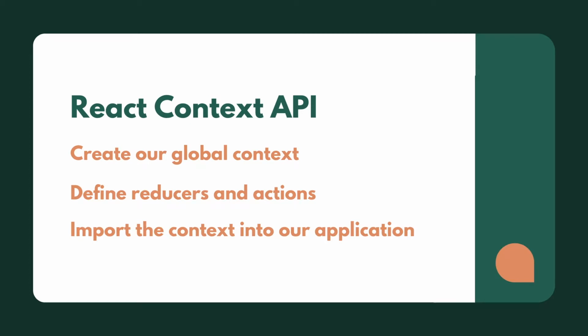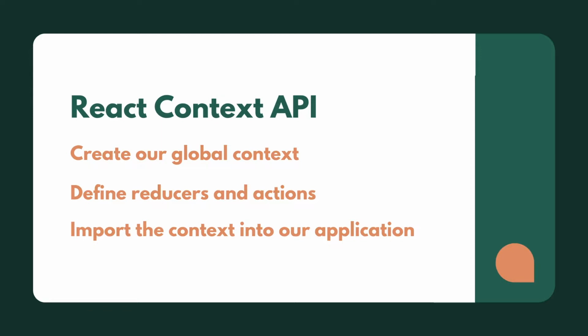So in this lesson, we're going to take a look at using the React Context API. We're going to set up our global context to allow for state management across our application. To do that, we're going to create our global context. We're going to define the reducers and the actions, and then we're going to import the context into our application.